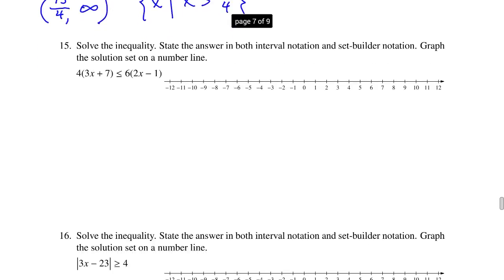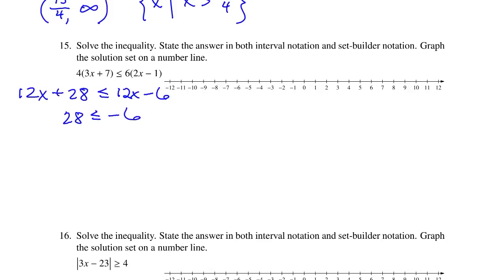Question 15, solve the inequality. So distributing, we have 12x plus 28 is less than or equal to 12x minus 6. So we get 28 is less than or equal to negative 6. That is false. So we have the empty set as the answer, and we do nothing to the number line. There are no solutions.